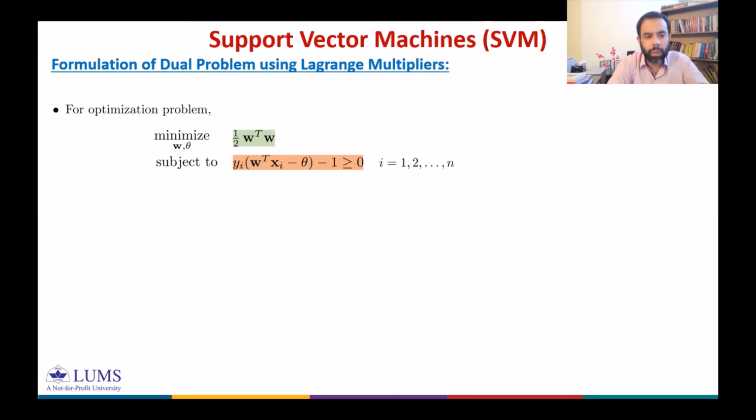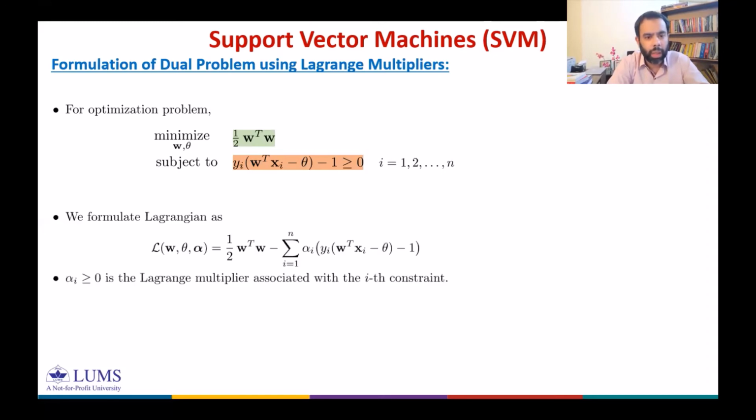For this optimization problem, we first formulate a Lagrangian, which simply incorporates the inequality constraint functions into the objective function. So we have the objective function plus a weighted sum of inequality constraint functions. In standard form, we require this to be less than or equal to 0. Since we have greater than or equal to 0, instead of a positive sign here, we have added a negative sign. I hope this is clear. So this is the Lagrangian.